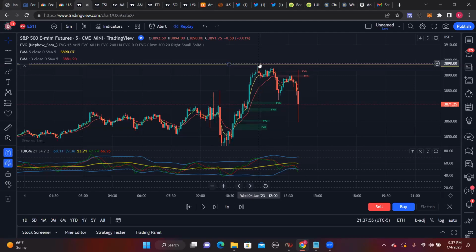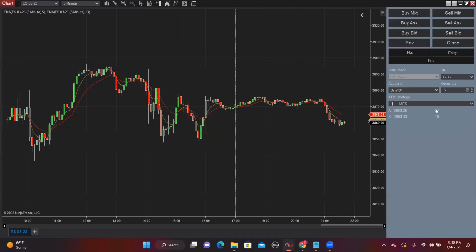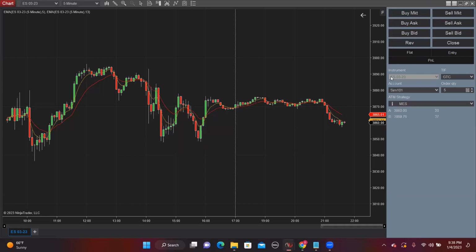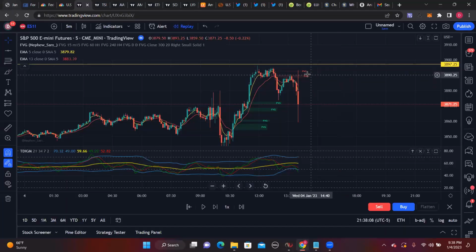So, roughly 38.98. My default, based on my NinjaTrader strategy here, if I edit it, is 40 ticks. So that's basically 10 points. If I'm taking an entry here at 38.92, my stop loss is automatically going to be set at 39.02, which would be up here.